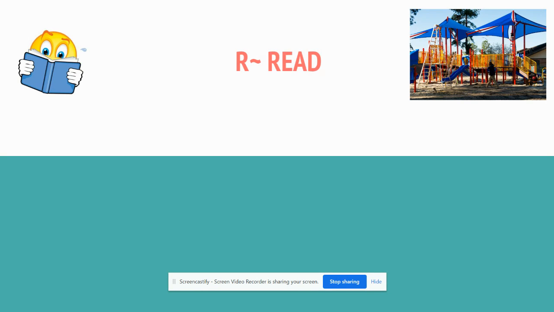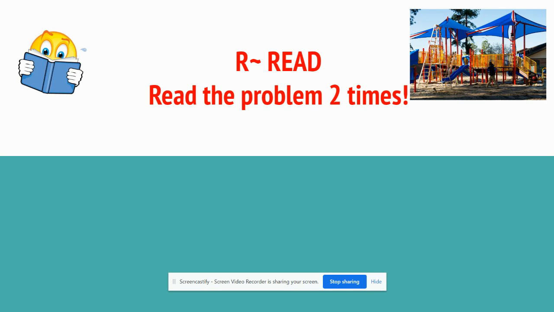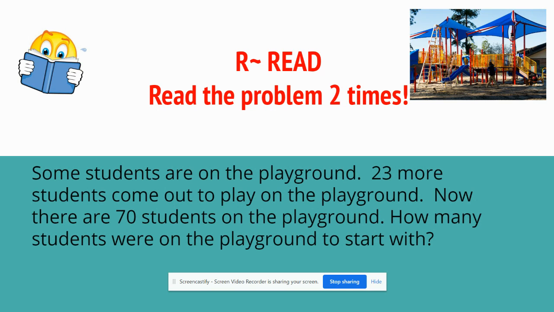So here's our problem. We are going to read the problem 2 times. We want to read the problem 2 times because the first time allows us to do any decoding that we might need to do. And then the second time, we're really reading it to understand. Some students are playing on the playground. 23 more students come out to play on the playground. Now there are 70 students on the playground. How many students were on the playground to start with?